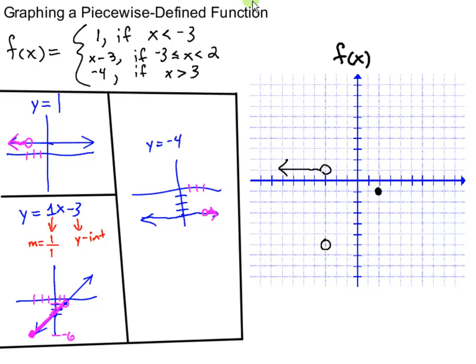And then we need to connect those with a straight line. Looks like that. And finally, the last piece here, when x is greater than 3, y is negative 4. Open circle, and to the right forever. So this is the graph of the piecewise defined function defined here, and we just simply looked at the different pieces and put them together on their restricted domains.